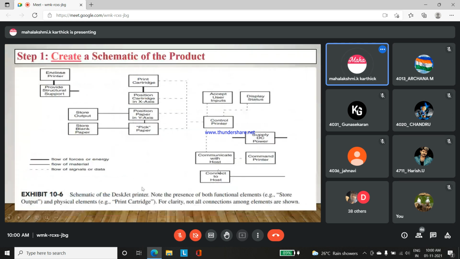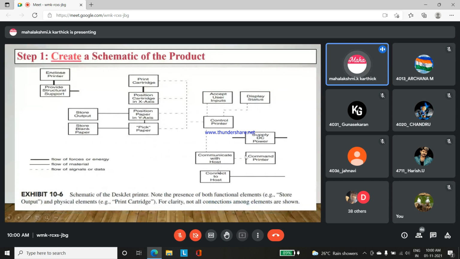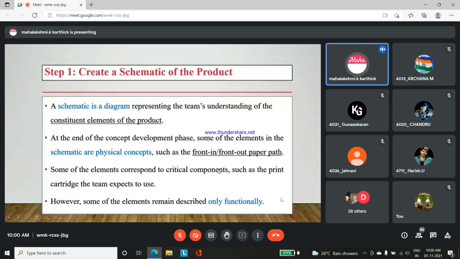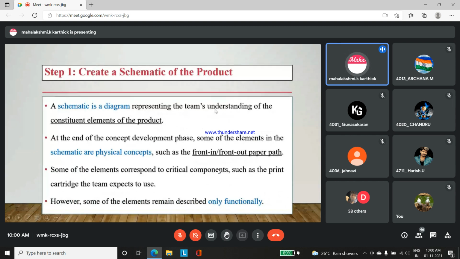Step 1, the points we have discussed, is nothing but the startup of product architecture. We are going to draw a diagram of whatever elements we have identified. Why do we have to represent it as a diagram? To make the team understand the consequence of the elements in a particular product.